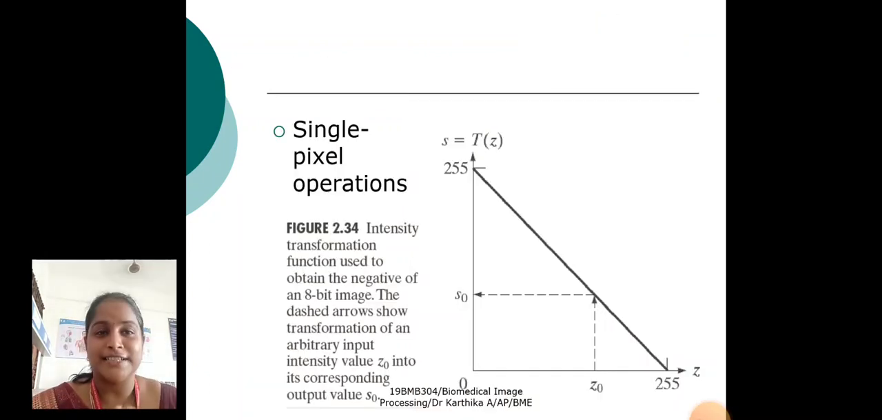And then we have single pixel operations. Here we are using the formula for transformation: the output S is equal to the transformation of Z. Here the intensity transformation function is used to obtain a negative of an 8-bit image. The dashed arrows show the transformation of an arbitrary input intensity value Z0 into its corresponding output value.